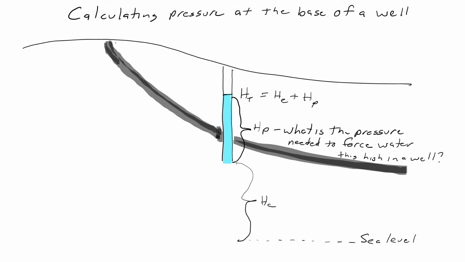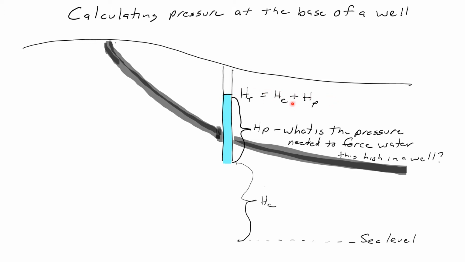One of the quantities that is sometimes useful to know is how much water pressure exists at the base of a well. In this case, we're drilling a well into a confined aquifer. The water's under pressure, and the water rises up to a certain level in the well because of that pressure. How much pressure is at the base of the well to make the water rise?